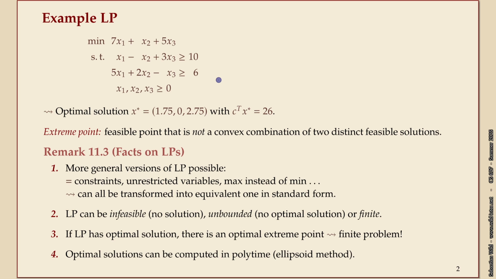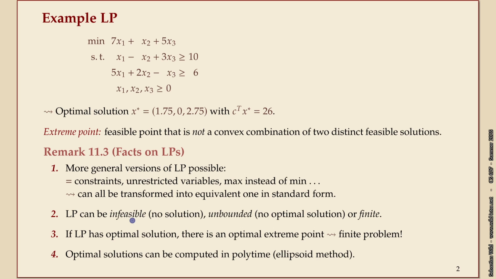Instead of the standard form that I've shown you, you can allow equality constraints. You can allow variables that are not just non-negative. You can do max instead of min. All these standard tricks to reformulate LPs we covered back then as well. But you can assume standard form for algorithms because you can transform.